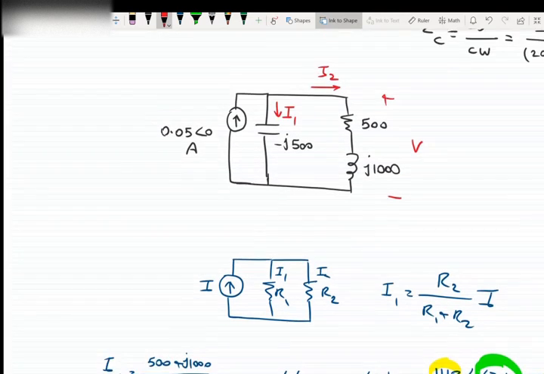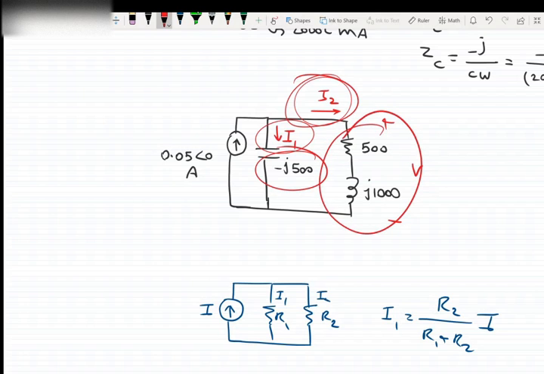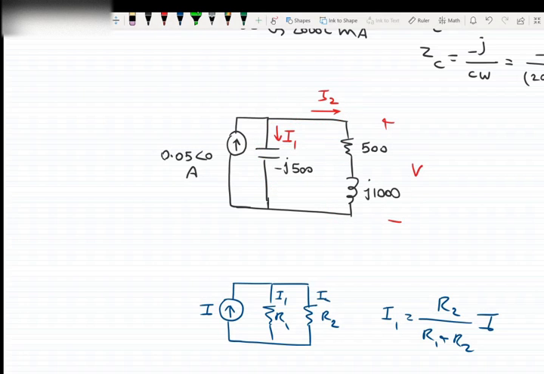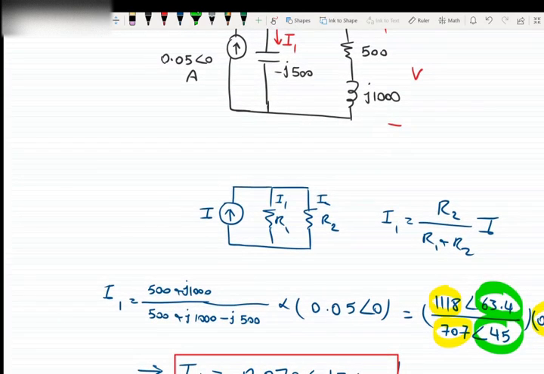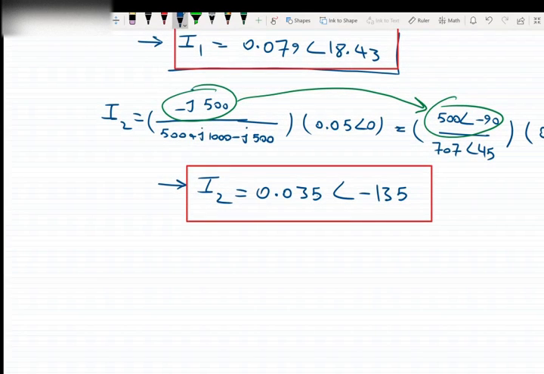So finding V is easy. We can just multiply one of these I's with the impedances. Multiplying I1 by this value is easier than multiplying I2 by these values, because we know that the voltage across this branch is the same as the voltage across this branch. So we need to multiply I1 by negative j500, or I2 by 500 plus j1000. Both of them give the same result.